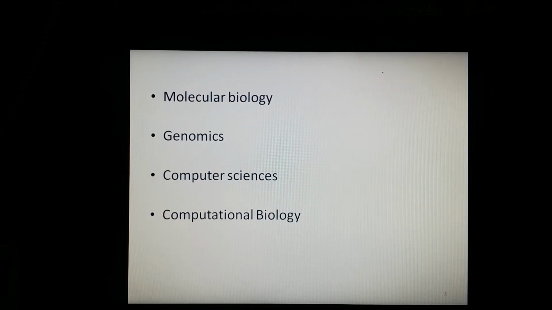Then another important component of bioinformatics is molecular biology. Molecular biology is basically the study of biology at the molecular level, and this field overlaps with other areas of biology and chemistry, particularly genetics and biochemistry.